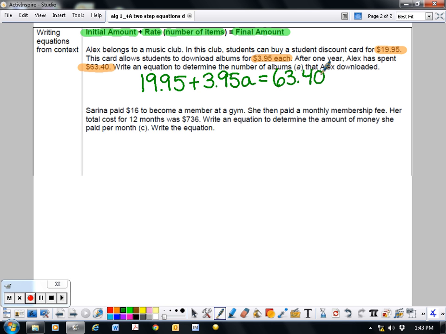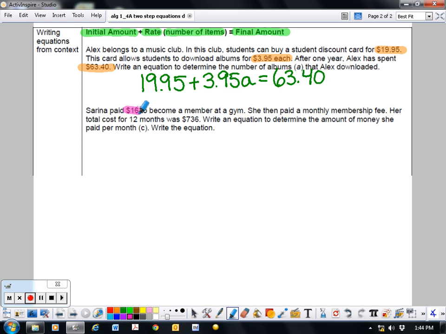Okay, so let's look at the next problem. We're going to go ahead and highlight our stuff. I recommend having highlighters highlight information, or having some colored pencils or something to really help find information and make it pop. Make notes to yourself. Okay, Serena paid $16 to become a member at a gym. So that's our initial amount, our flat fee.